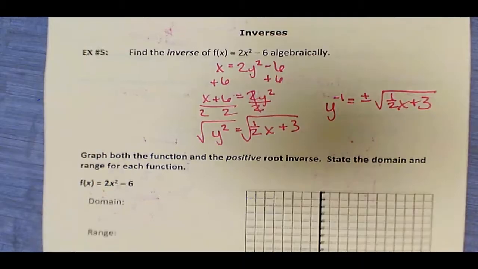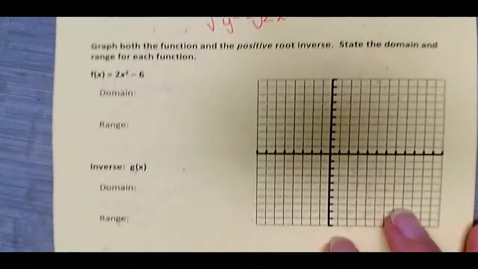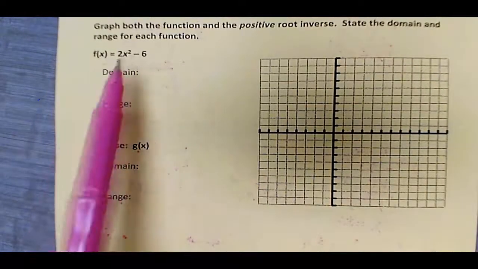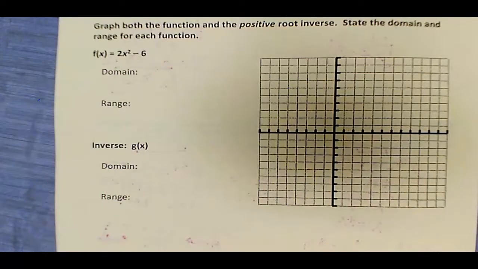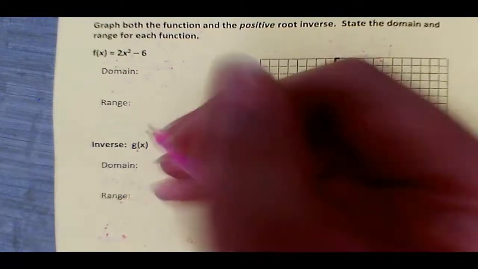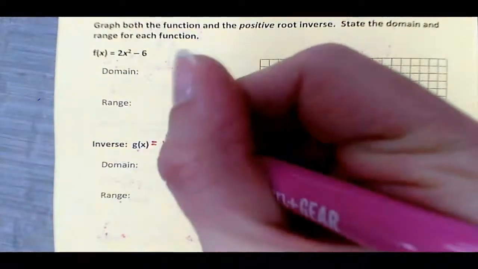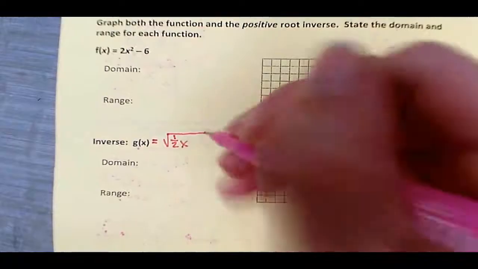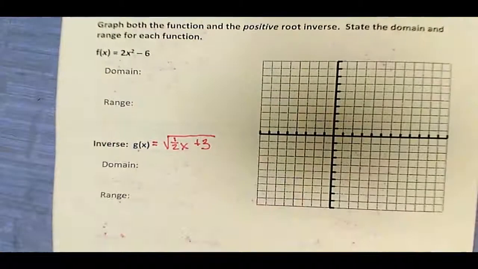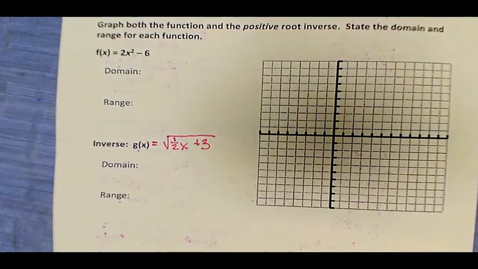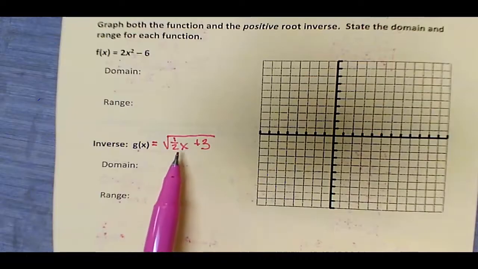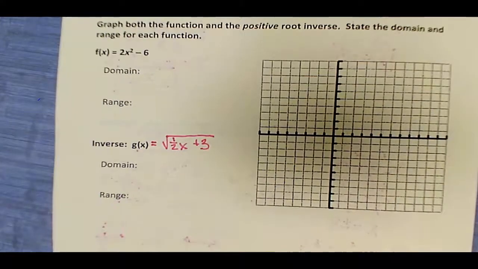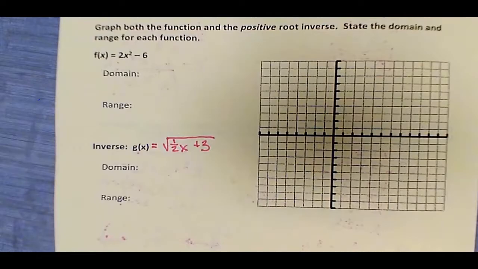The next portion tells us to graph both the function and the positive root inverse. So now we just want the positive root inverse, not plus or minus, but the positive root inverse. So the square root of 1/2 x plus 3. And then we need to state the domain and the range for each function. So you can start with whichever one you want. We've been graphing square root functions a little more recently, so perhaps I start with that one.